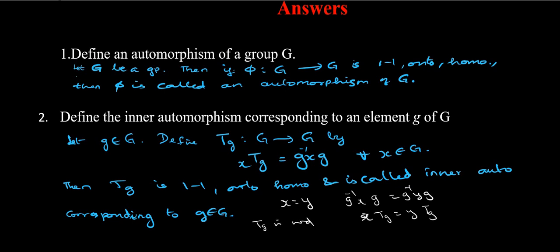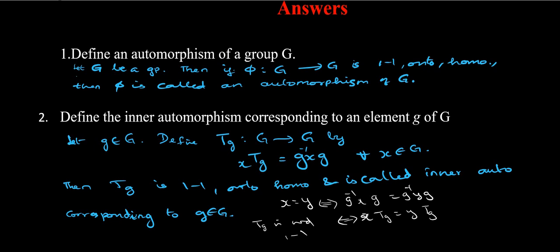This is for well-definedness. Then for one-to-one, just to retrace the steps, we have to assume the images to be equal. So that in turn gives this. So here by LCL and RCL, you have x to be equal to y, the pre-images to be equal. So we have both well-defined and one-to-one from here.